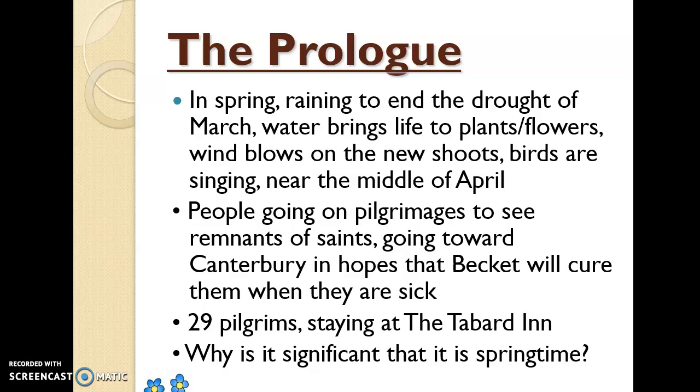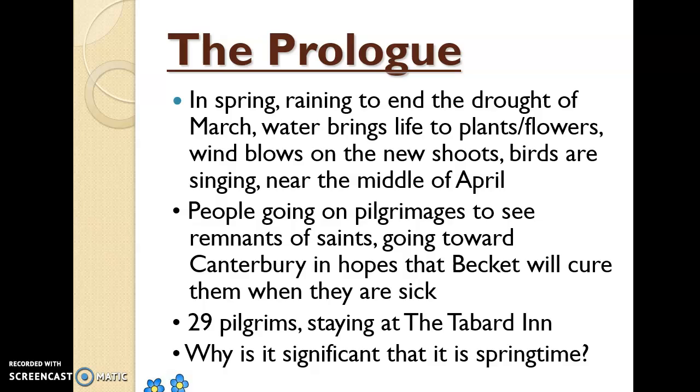It says, people going on pilgrimages to see remnants of saints going toward Canterbury in hopes that Becket will cure them when they are sick. So these people are pilgrims going on a pilgrimage to Canterbury. There are 29 pilgrims to be exact, and a lot of these people fit into different categories, which is again why we're reviewing each one of the characters. And they are staying at the Tabard Inn.